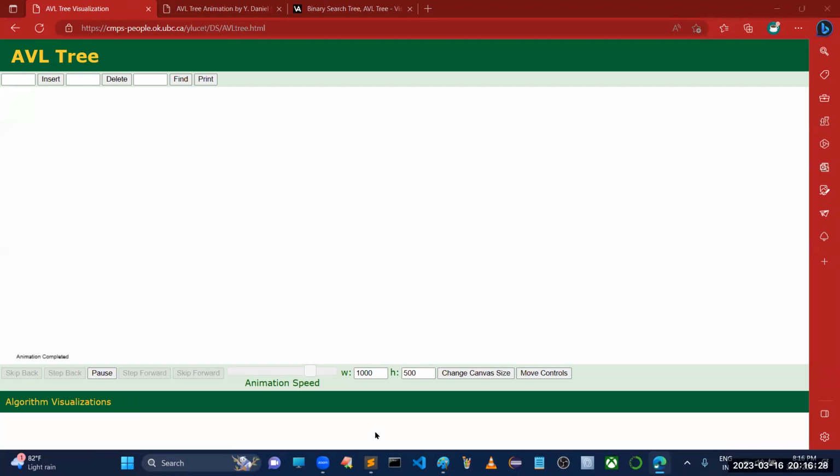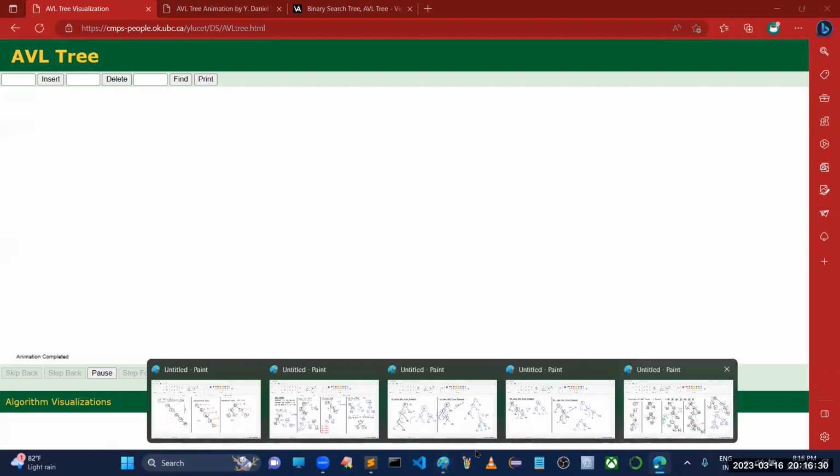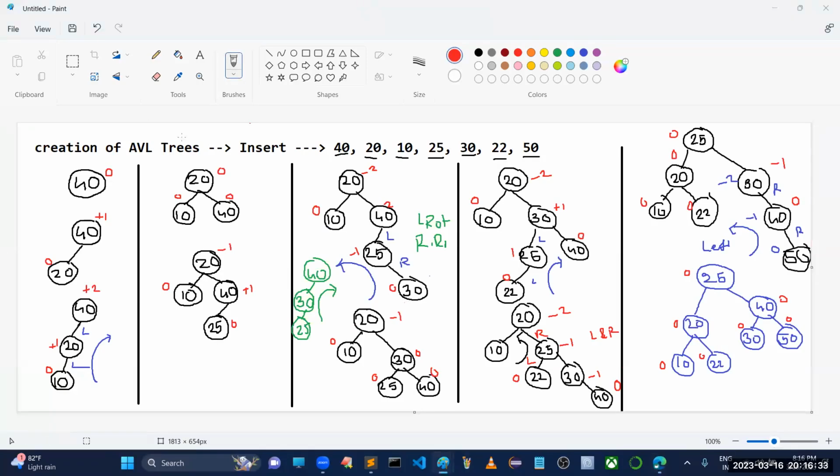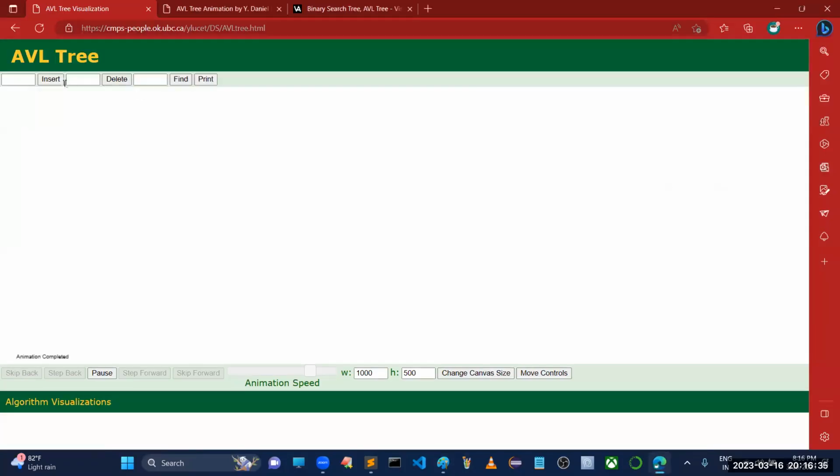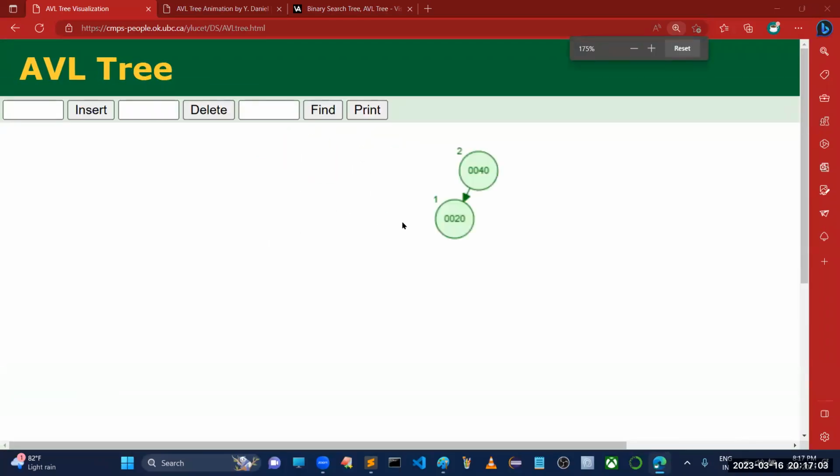We will check. What is the first node that we are trying to insert? 40, 20, 10. The first node which I am giving is 40. Try to insert 40. Sir, 40 came, right. So the next node which we have to insert here is 20. I want to insert 20. Have you observed? We got here.